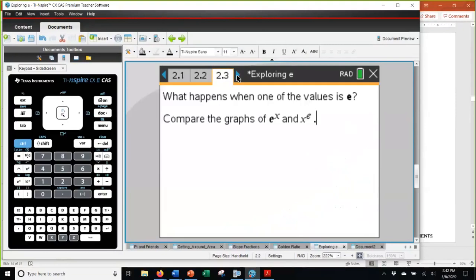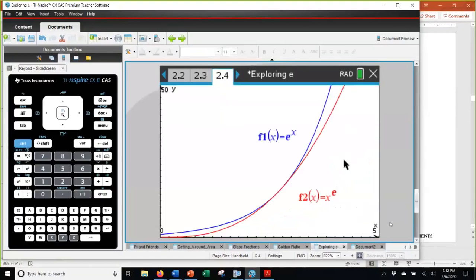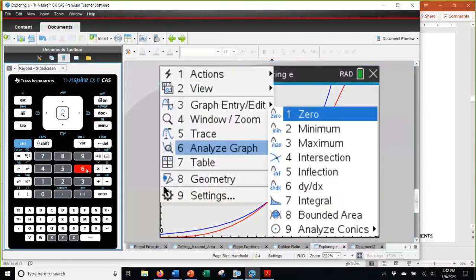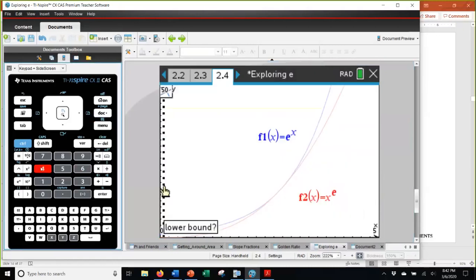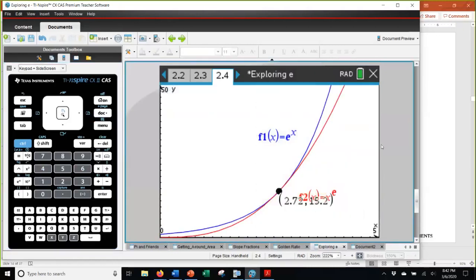How do I know? Let's compare the graphs of e^x and x^e. You will notice that e^x is always bigger than x^e, with the exception of the point where they intersect. And we can analyze the graph, the intersection point, and the intersection point is e squared.